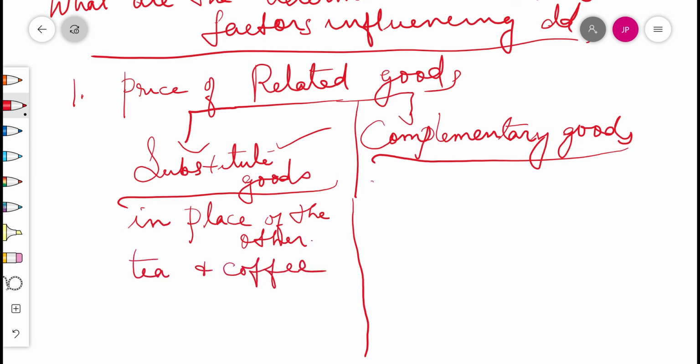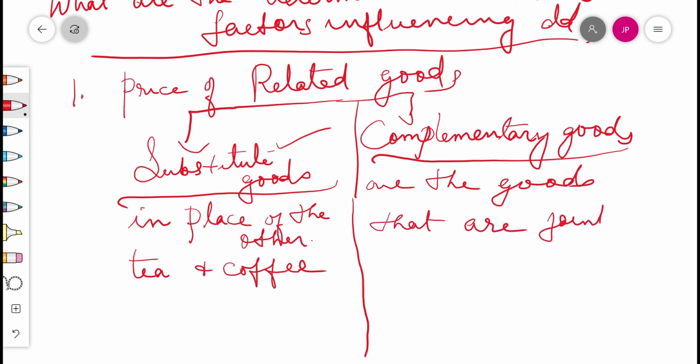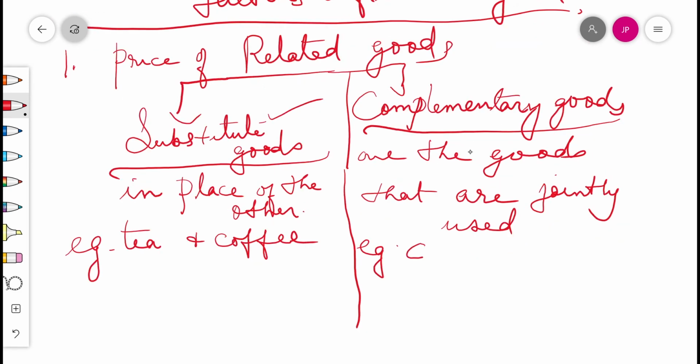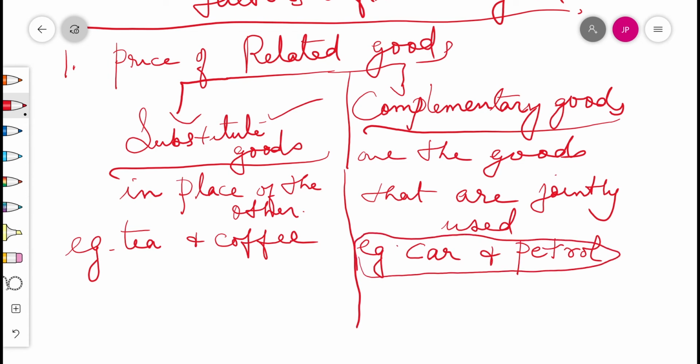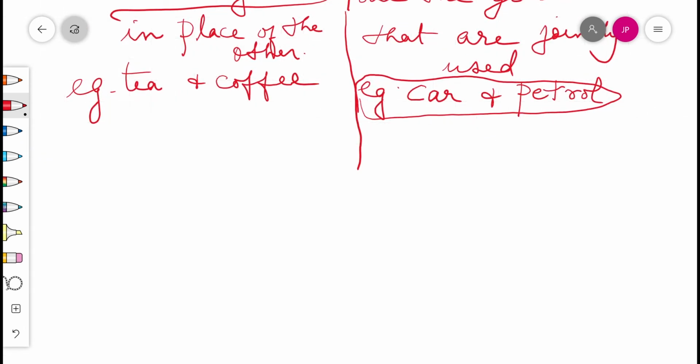Complementary goods are the goods that are jointly used. Please underline, jointly used. Till now we can understand a very common example, vehicles and petrol or diesel. They are jointly used. In order to make a milk tea, what are the ingredients jointly used? We have a lot of day-to-day examples, but I take the example of car and petrol, or vehicles and fuels, to get a clear understanding. So substitute goods are the goods which are used in the place of the other goods, like tea and coffee.